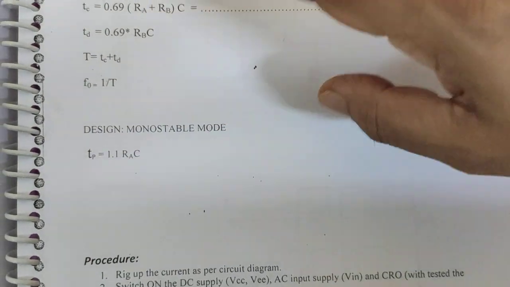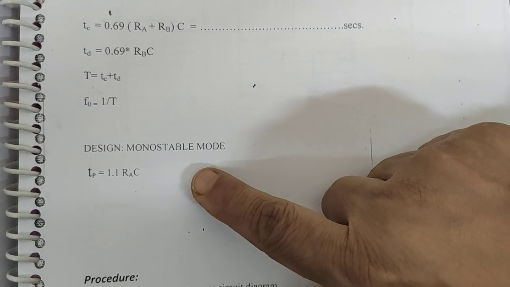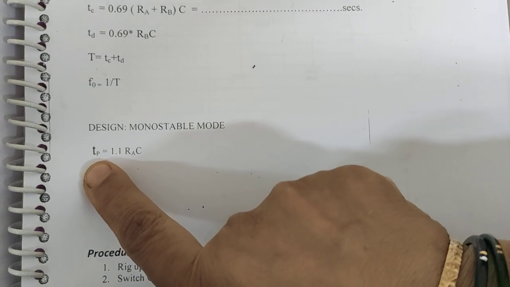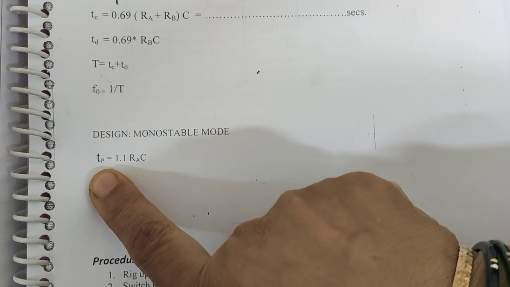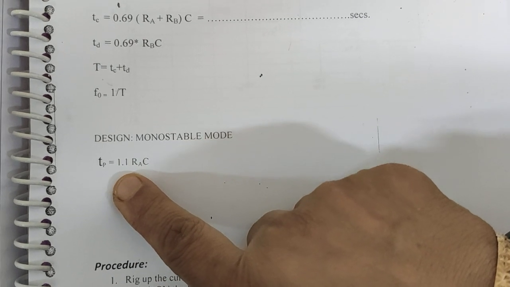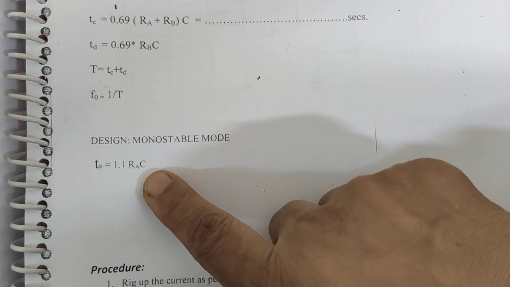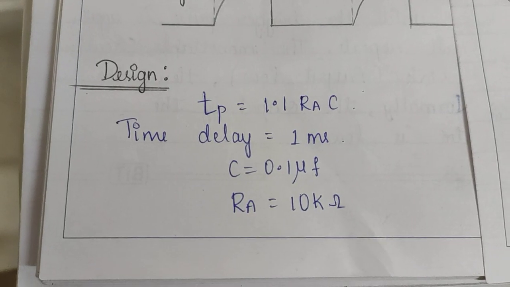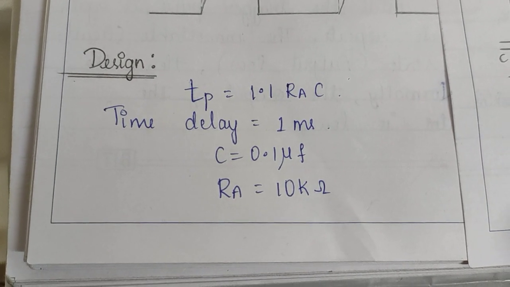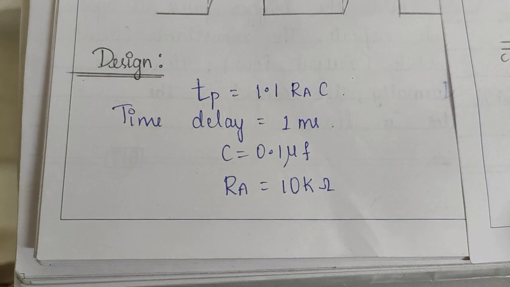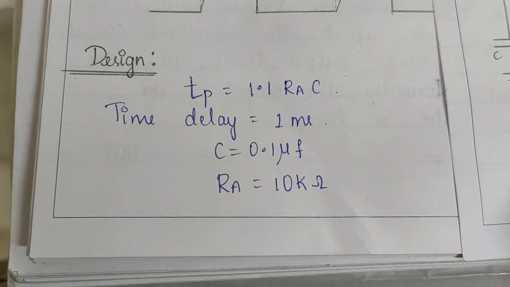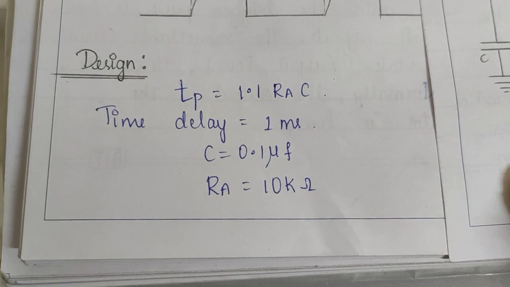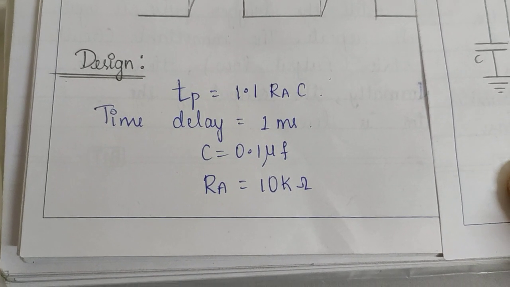We will now check into the design for monostable mode. Here the TP, that is the timing for the positive pulse, is 1.1 RA into C. For the design of a monostable multi-vibrator, TP is equal to 1.1 RA into C, and the time delay we are considering is 1 millisecond.